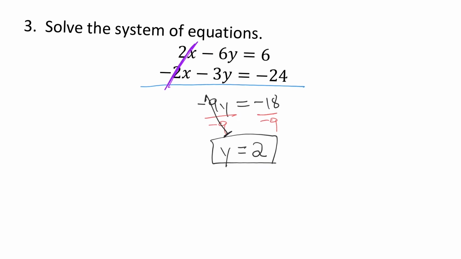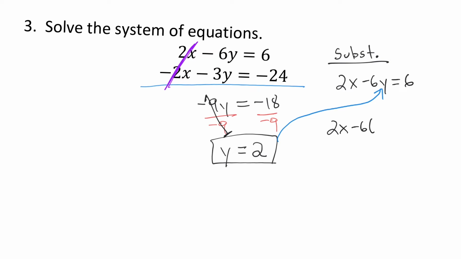So the next step, you are going to substitute into one of the equations. Doesn't matter which one, but you will substitute. I'm going to choose the top. I don't like the bottom because there's a negative 24. I always try to avoid negatives, and 24 is pretty big. So the top, I know we have a negative 6, but the numbers are kind of small. So I'm going to choose that equation, 2x minus 6y equals 6, and I'm going to substitute the y value into the equation. So we have 2x minus 6 times the 2 equals 6.